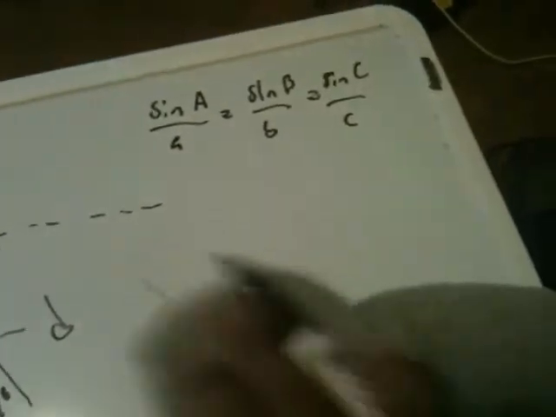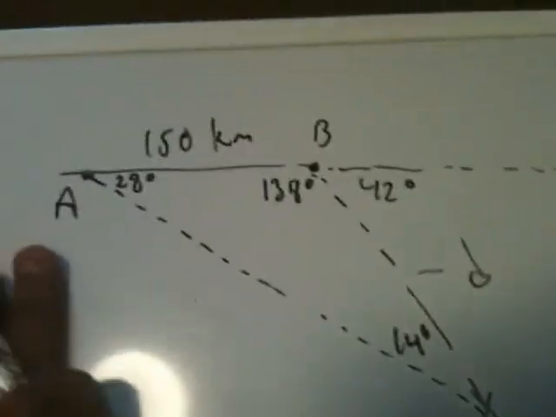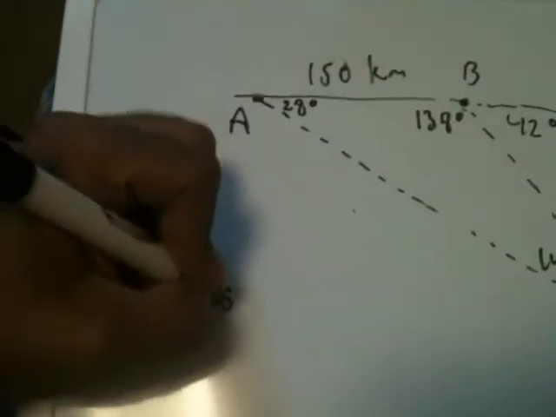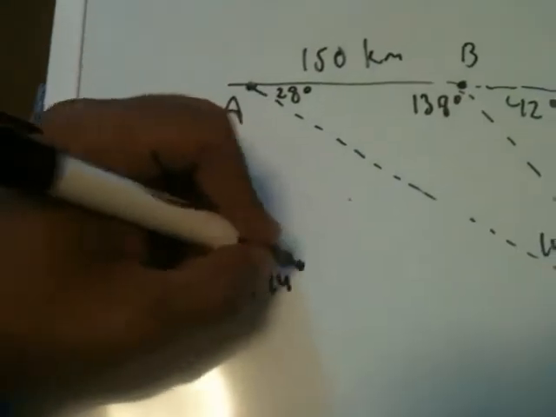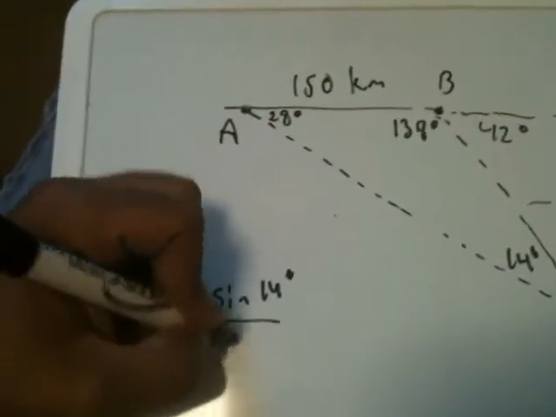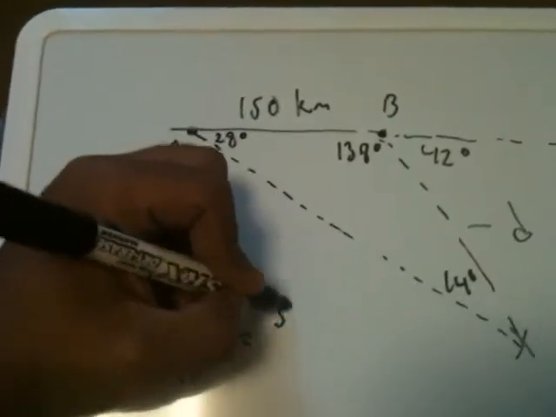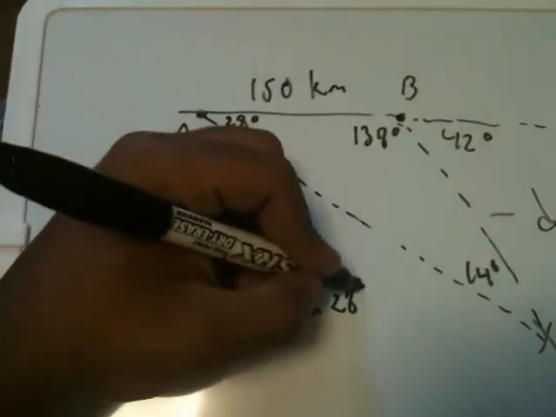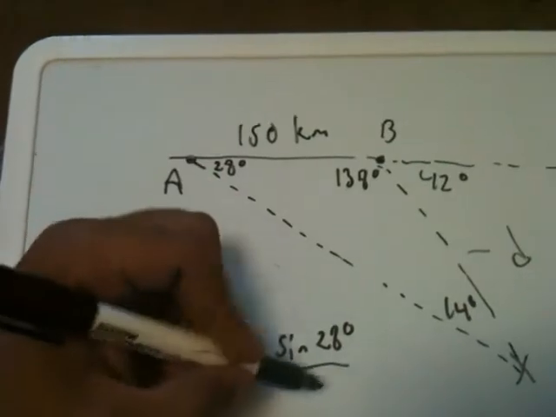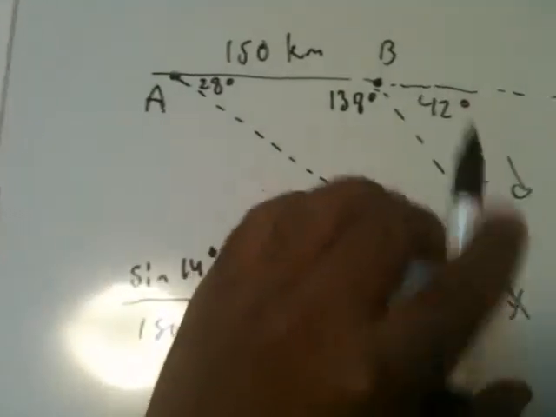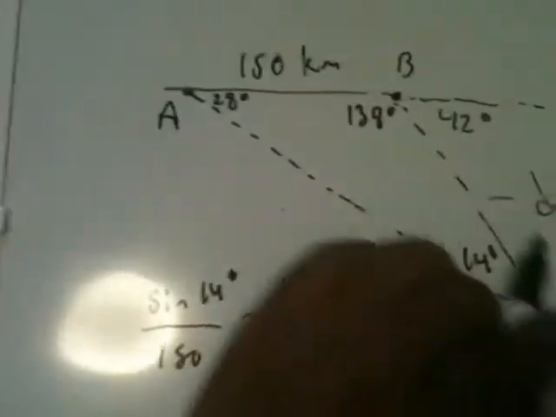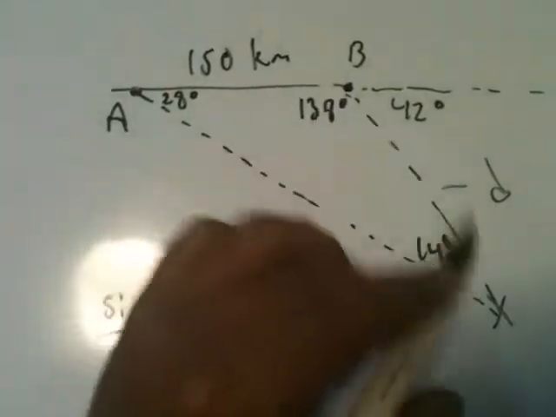So, let's set up our proportions here. We have the sine of 14 degrees over 150 equal to the sine of 28 over d. And d is our distance, the distance from point B to the target, the distance that Luke is from the target.